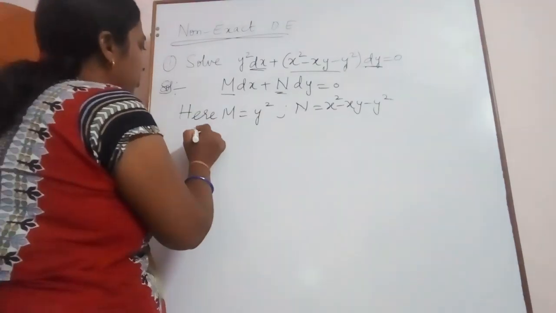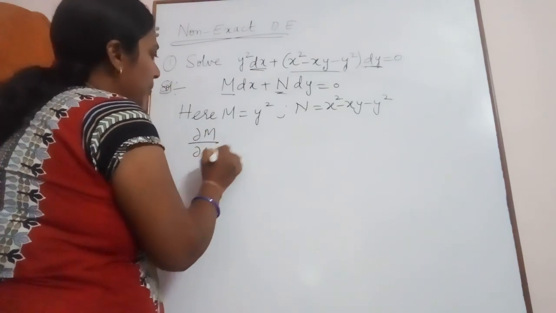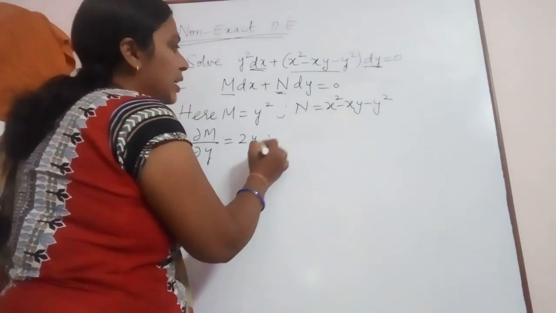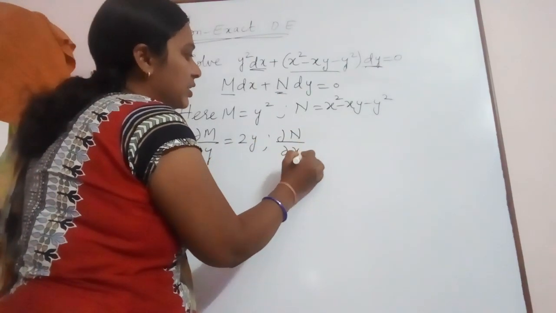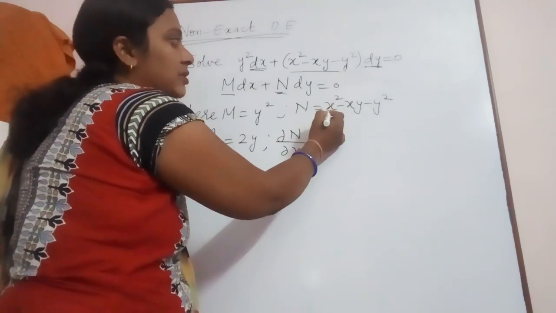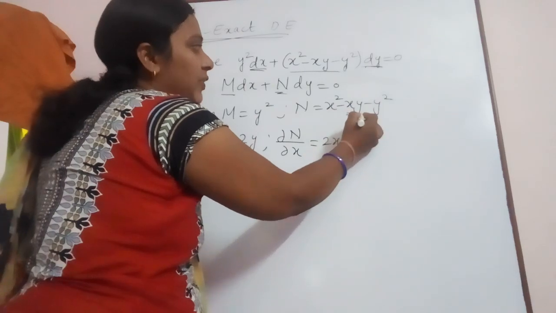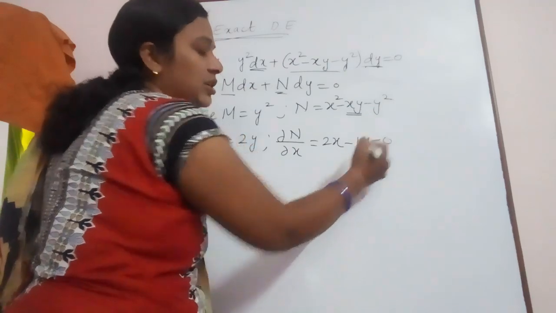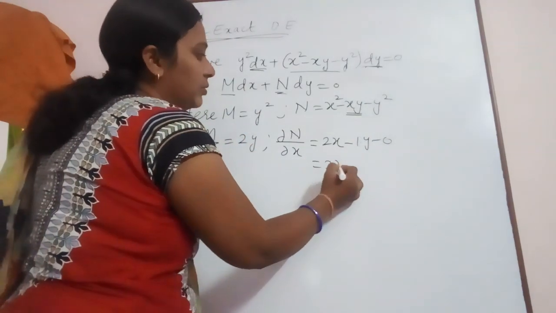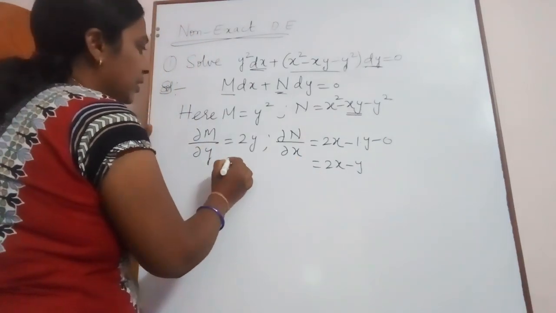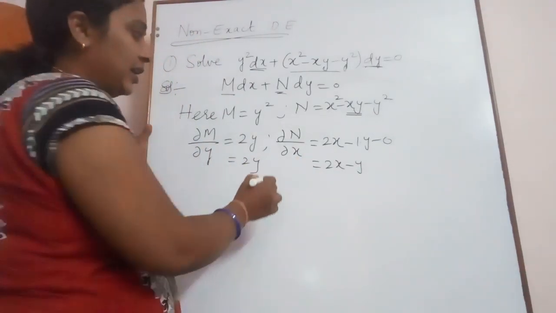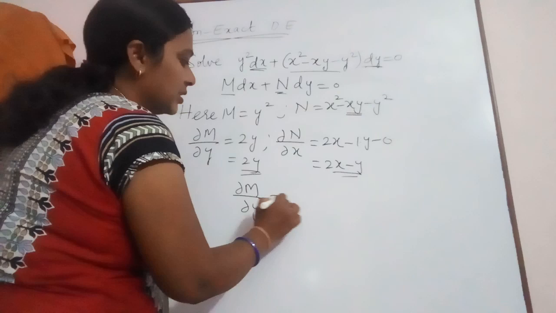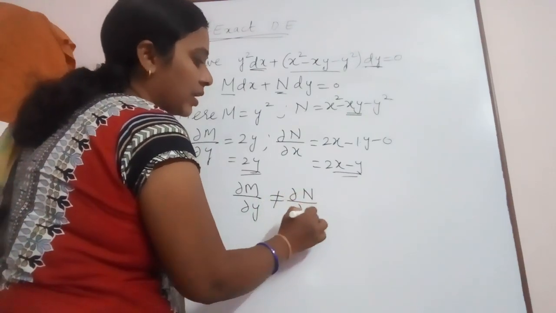Okay, first the M function is differentiated with respect to y. Dou M by dou y is equal to y square differentiation, which is 2y. The N function is differentiated with respect to x. Here x square differentiation is 2x. For xy differentiation, y is a constant, x differentiation is 1, and y square differentiation is 0. It is equal to 2x minus y. This is 2y. Here clearly these two are not equal. That is nothing but dou M by dou y is not equal to dou N by dou x.